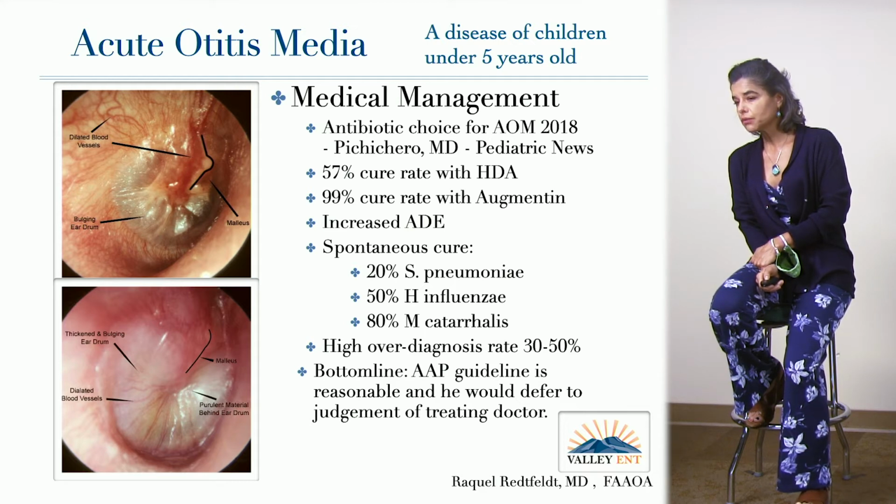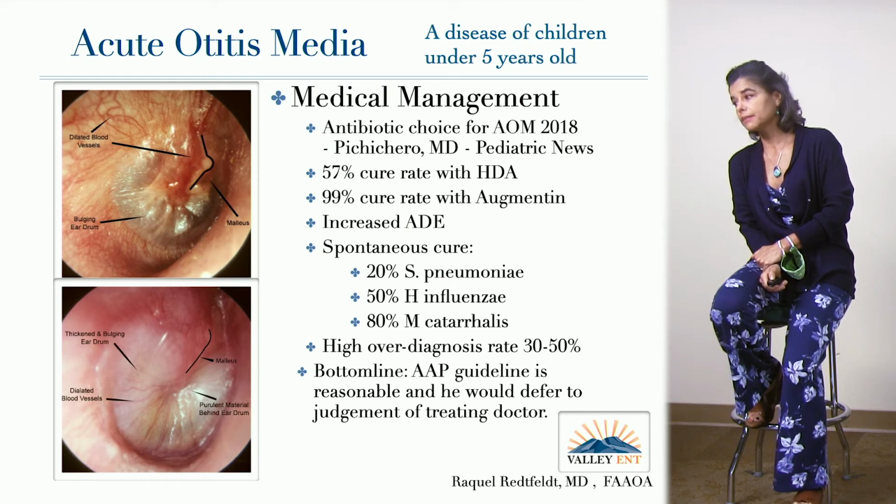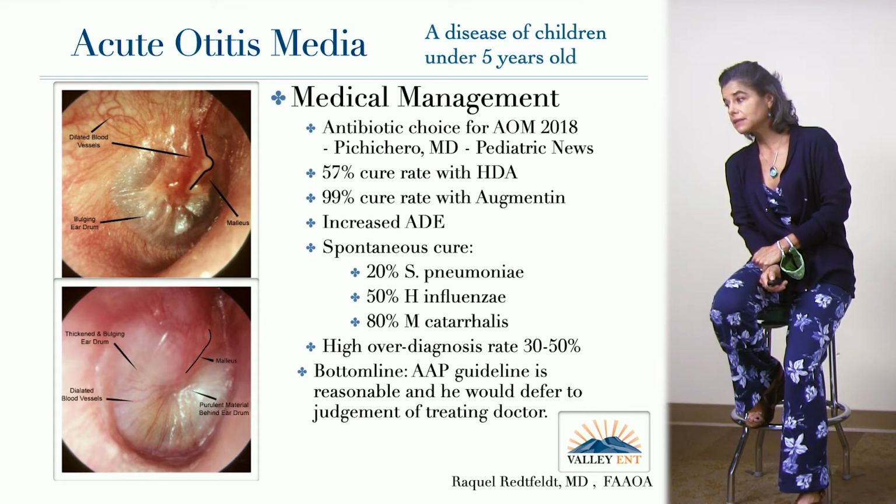Why do we start off with either observation or high-dose amoxicillin? There's some spontaneous cure data that, depending on the bacteria that's infecting the ear, you could have as high as an 80% spontaneous resolution. So if you have an M. catarrhalis infection, you could give them nothing and they have an 80% chance of resolving it on their own. With H. flu, 50%, and with pneumococcus, it's going to be 20%. So there's this spontaneous cure.